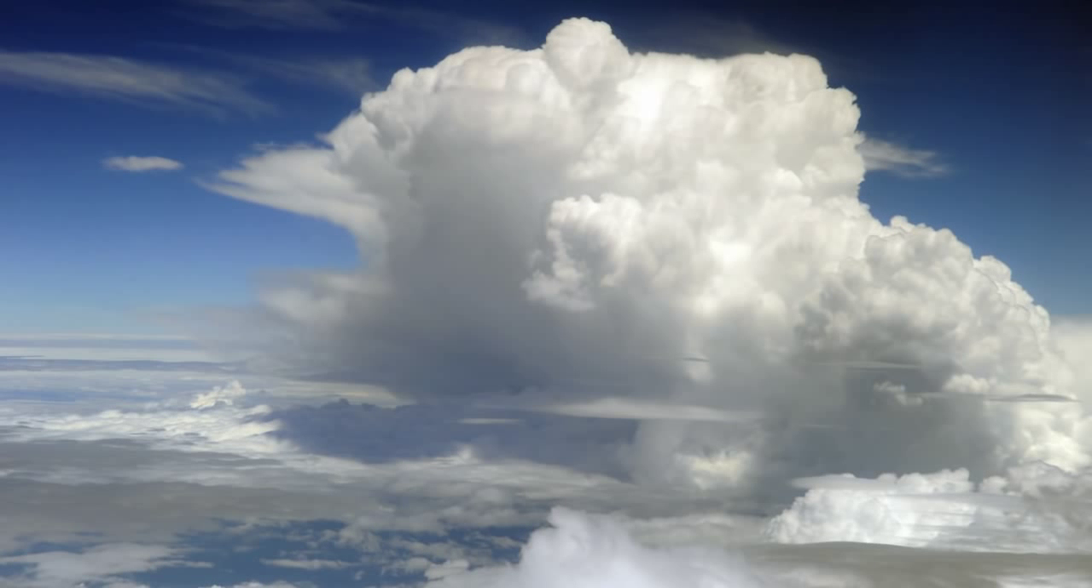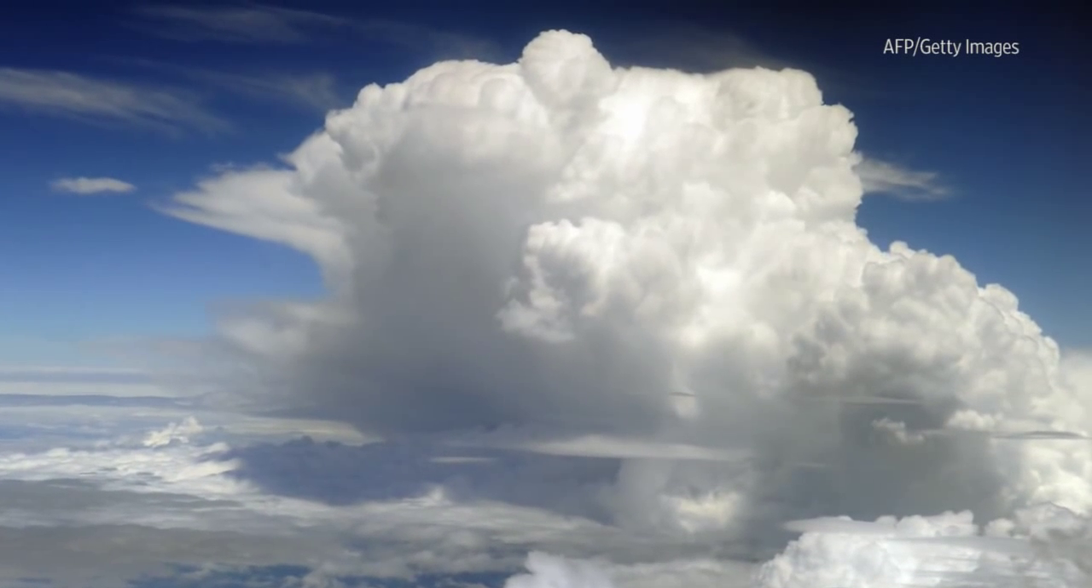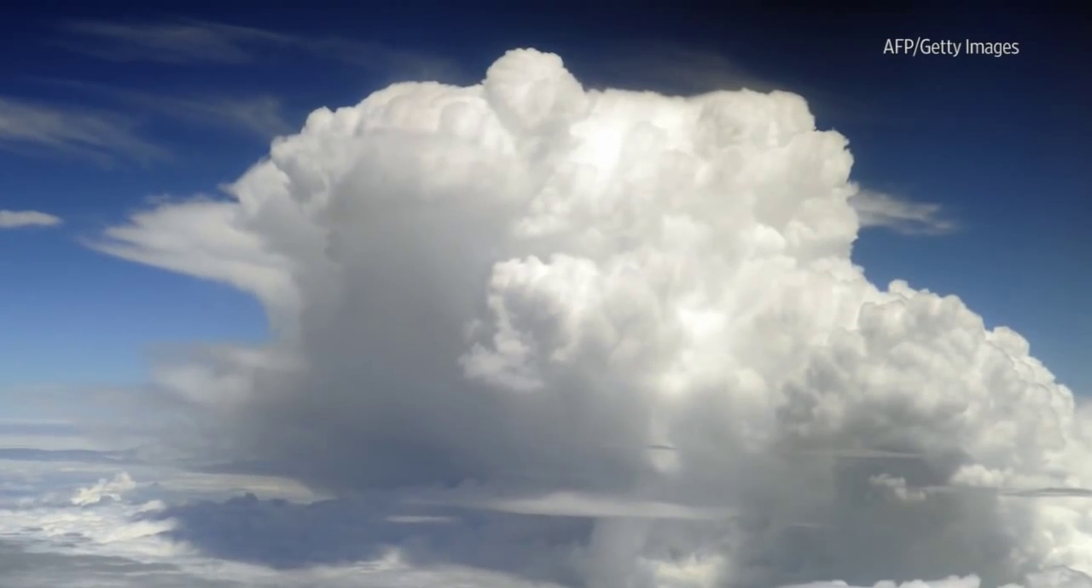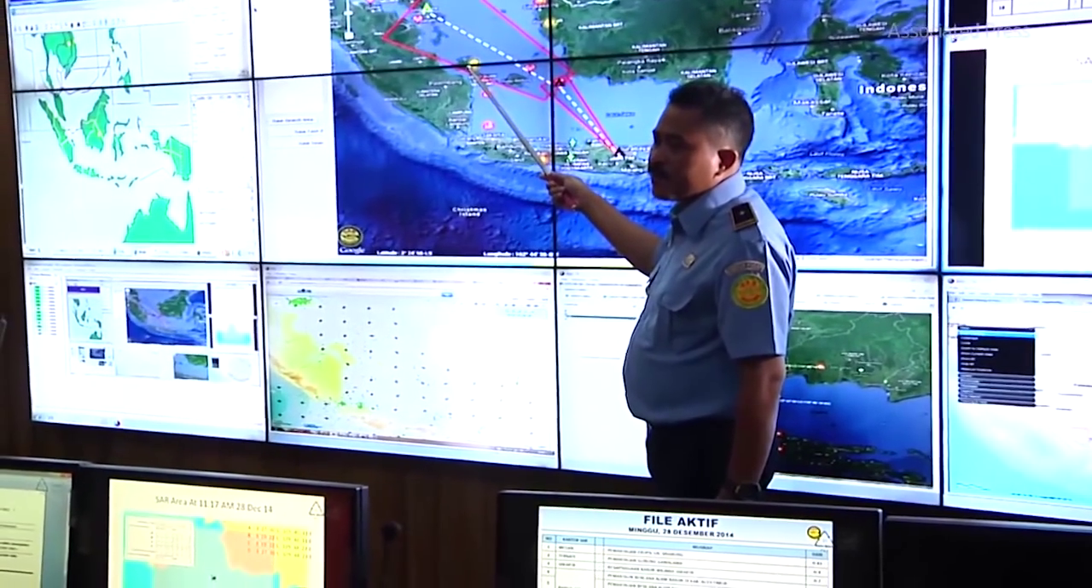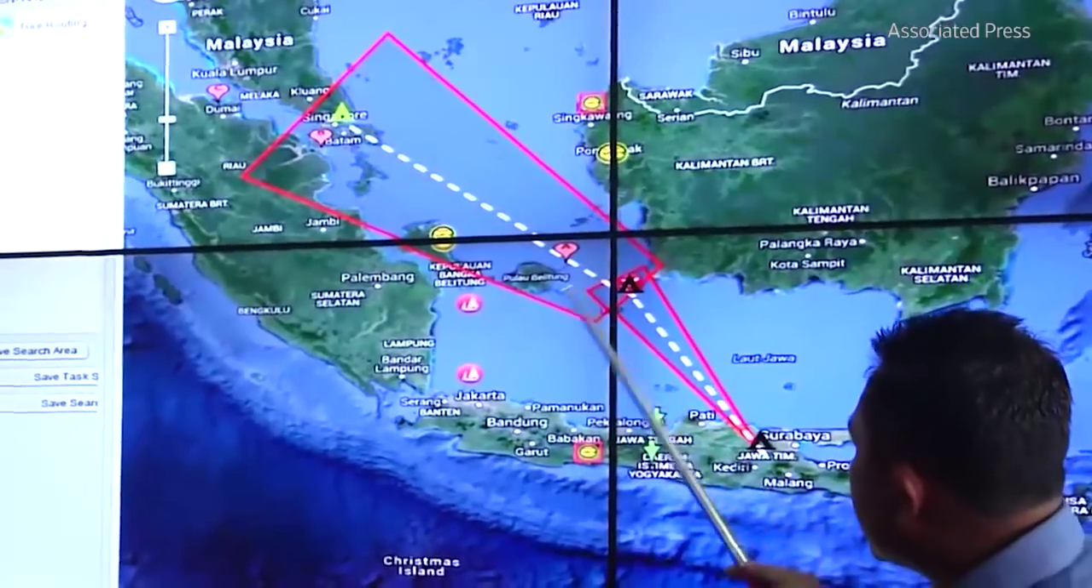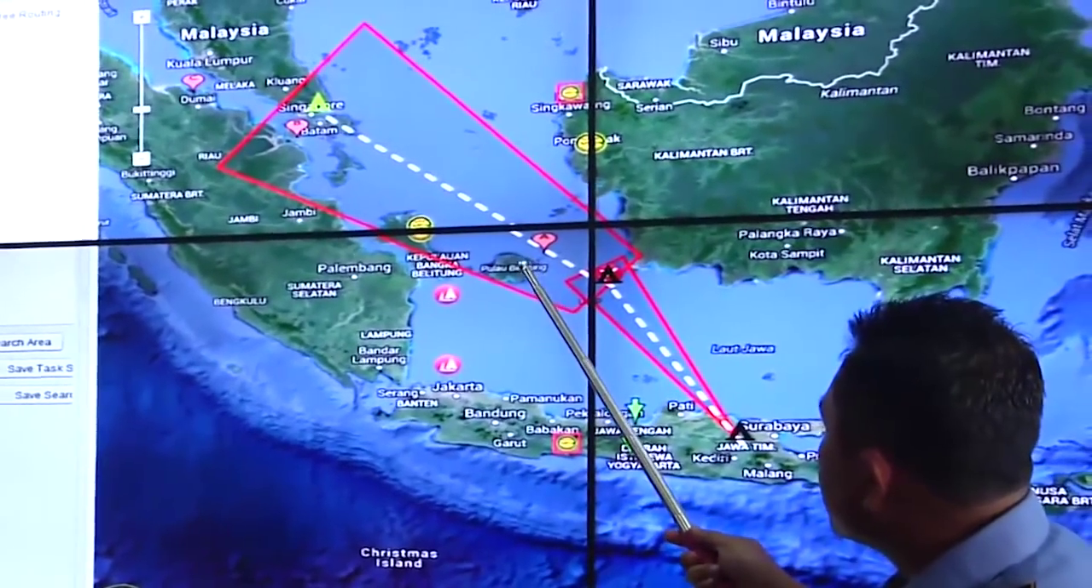You are looking at a picture of a cumulonimbus cloud, and the reason you're doing that is because this may have been a factor in the disappearance of AirAsia Flight 8501 en route from Surabaya, Indonesia to Singapore. I'm Ramy Inocencio for the Wall Street Journal Digital Network.